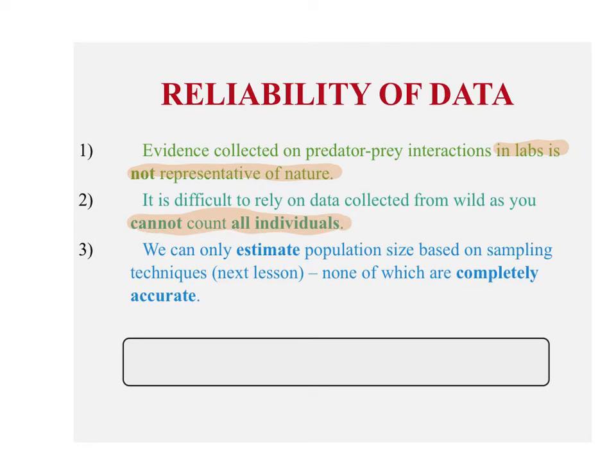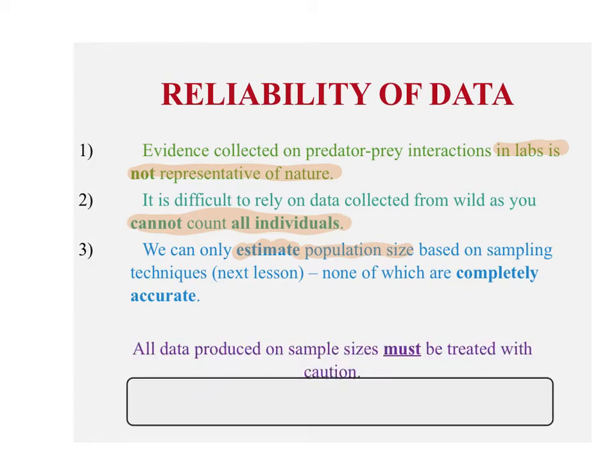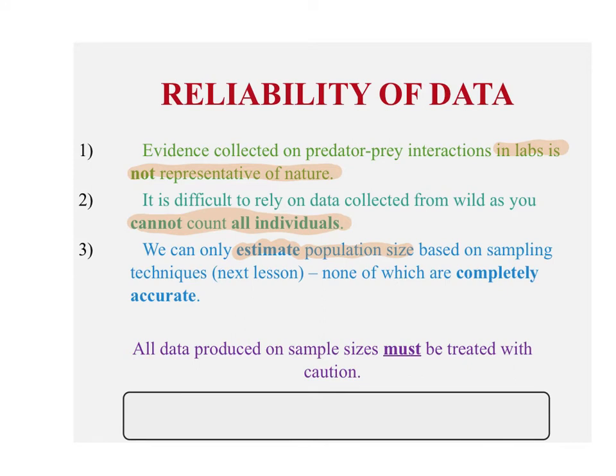In the next lesson, we're going to look at how we can sample these larger populations. But we can only estimate population size. And these sampling techniques, these estimations, are not obviously going to be very accurate because they're an estimate. You may as well just call them a guesstimate. They're just calculated arbitrary values based on a few individuals. And therefore, all the data that we receive on sample sizes has got to be treated with caution. You've always got to take everything with these sample sizes with a little pinch of salt.